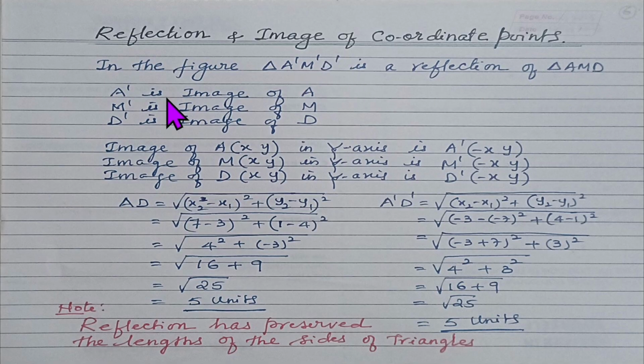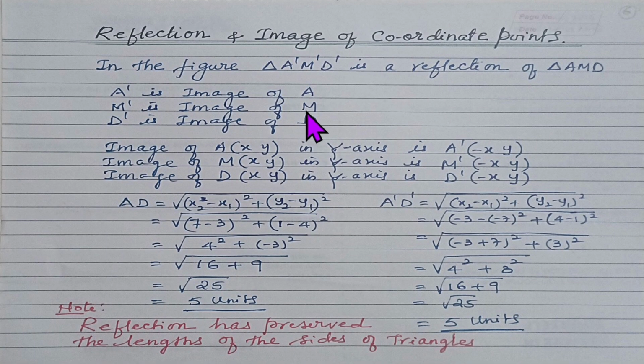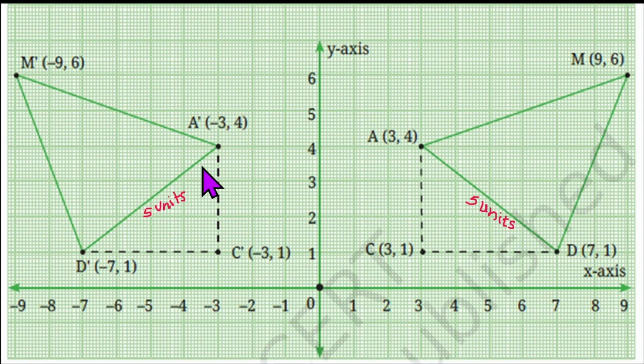Now the explanation of this would be, in the figure, triangle A dash, M dash, D dash is a reflection of triangle AMD. A dash is the image of A. I have already told you that A dash is the image of A, and similarly M dash is the image of M, D dash is the image of D. The image of A(x, y) in the y-axis is A dash (-x, y), and it's very clear, A dash (-x, y) is the image of A(x, y). Similarly, M dash (-x, y) is the image of M(x, y). Similarly, D dash (-x, y) is the image of the point D(x, y).